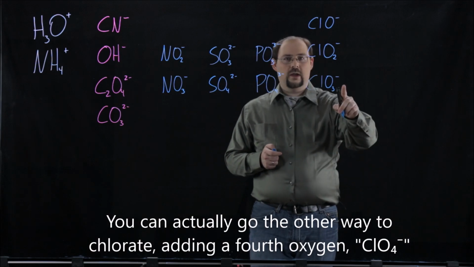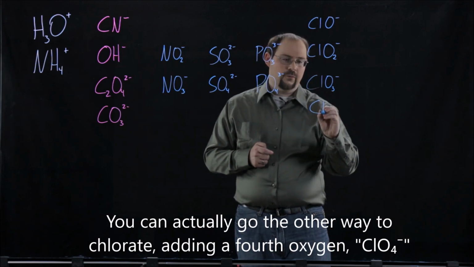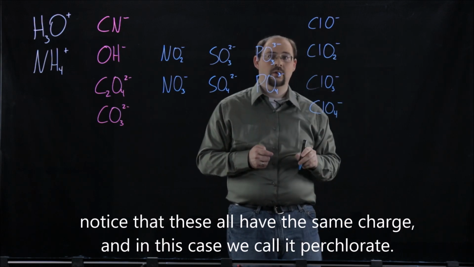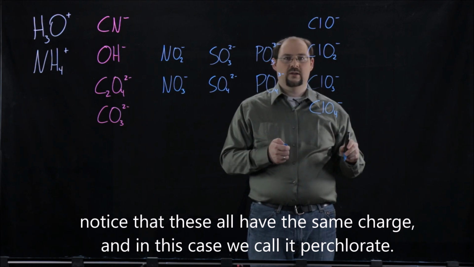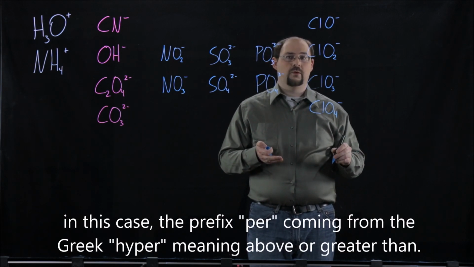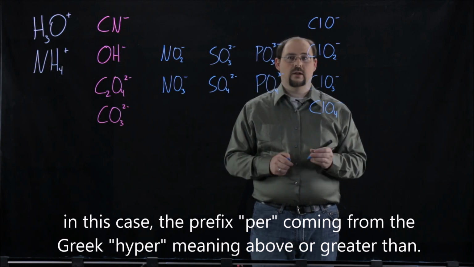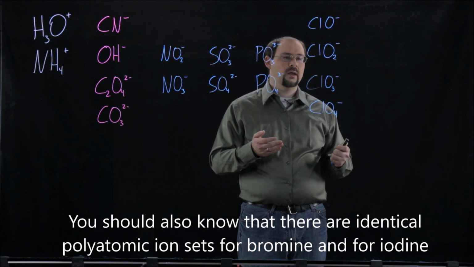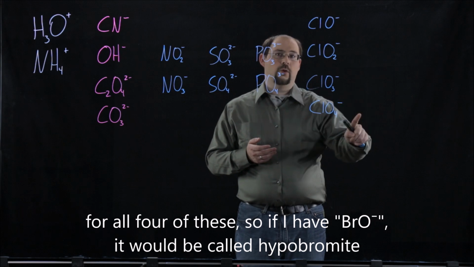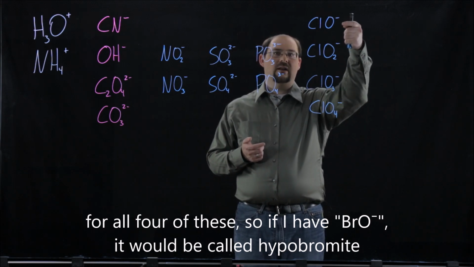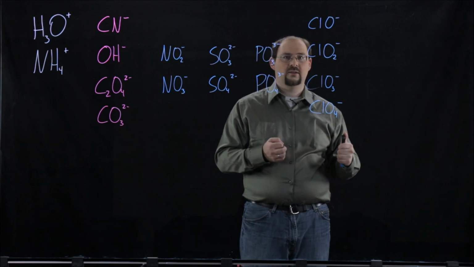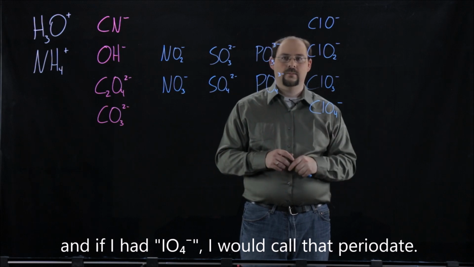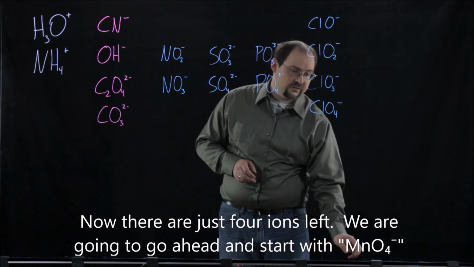You can actually go the other way from chlorate, adding a fourth oxygen, ClO4-. Notice these all have the same charge, and in this case we call it perchlorate, the prefix per coming from Greek for hyper, meaning above or greater than. You should also know that there are identical polyatomic ion sets for bromine and for iodine, for all four of these. So if I have BrO-, it would be called hypobromite, and if I had IO4-, I would call that periodate.